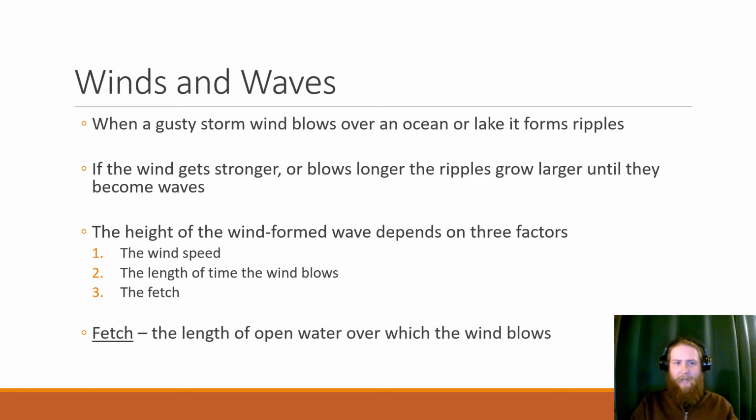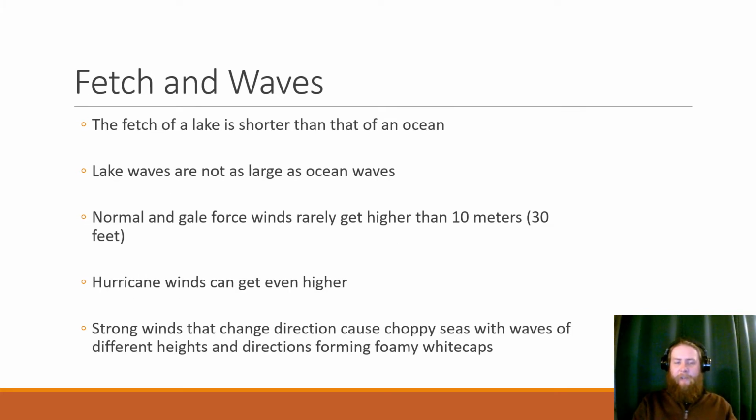They become larger waves. The height of wind-formed waves depends on 3 factors. The first is the speed of the wind, then the length of time the wind blows, and the fetch. The fetch is the length of open water over which the wind blows. The longer the fetch, the larger the wave. The fetch is a very large piece of the wave anatomy. The shorter the fetch, the smaller the wave. So lakes, which have a shorter fetch, are going to have smaller waves than ocean waves.